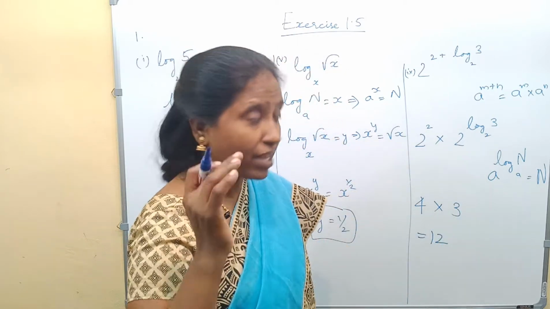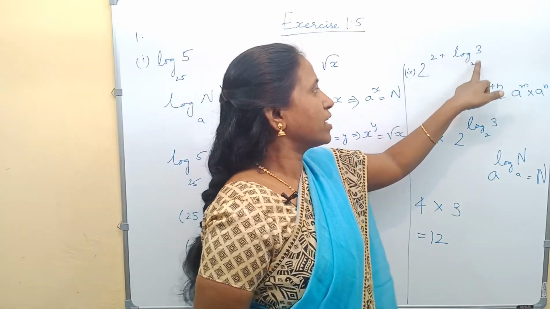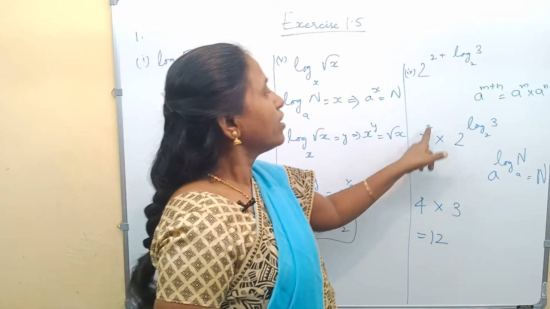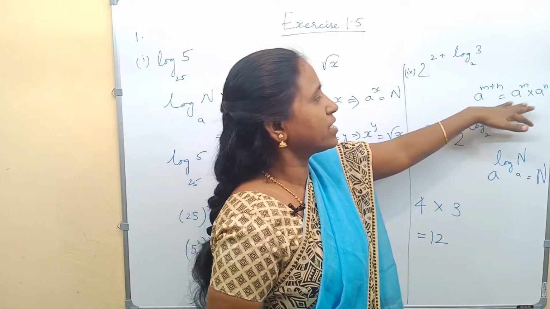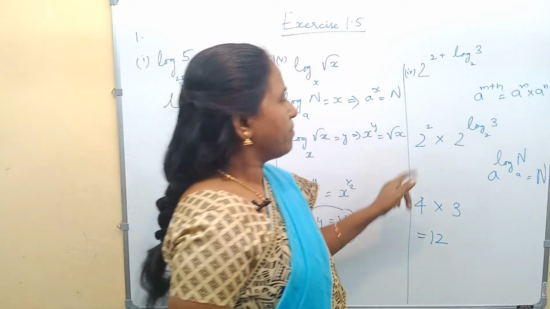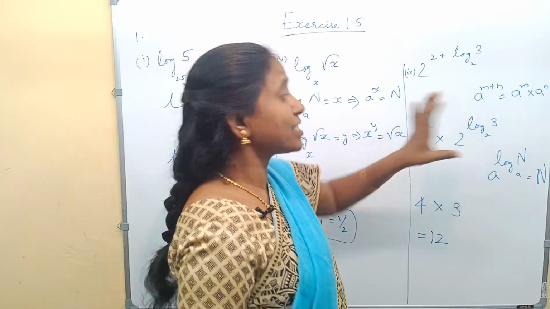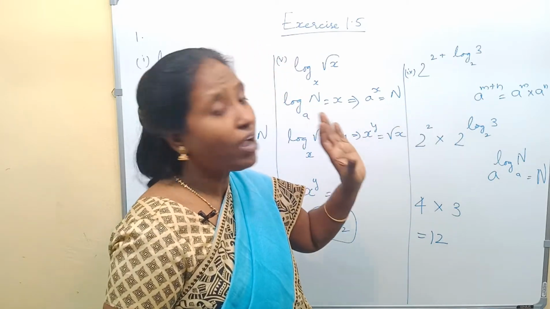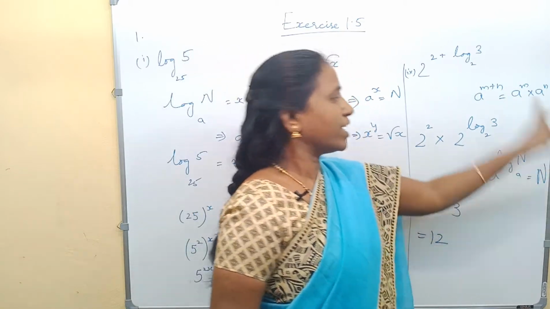Could you follow? I will explain it once again. 2 power 2 plus log 3 base 2 is nothing but 2 square into 2 power log 3 base 2, according to a power m plus n equal to a power m into a power n. Okay. Now 2 square is okay for us. 2 square is 4. Now what is this in the form of? That we need to analyze. A power log n base a equal to n.